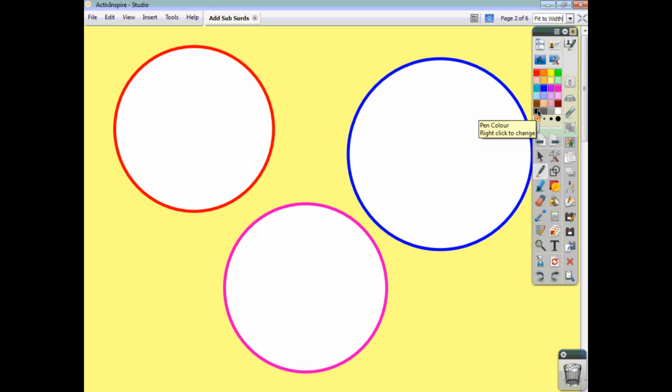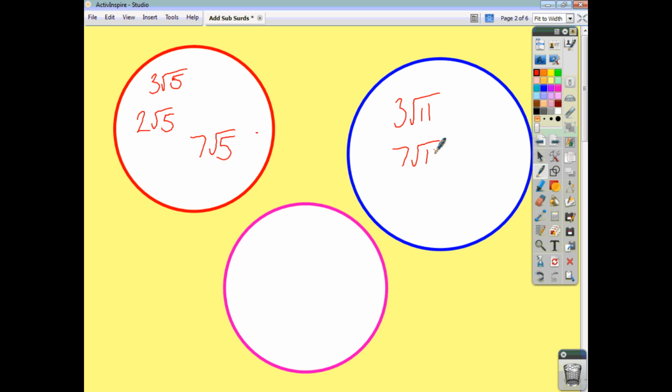Now, the surd's surname, if you like, is the square root component of its makeup. So what I mean by that is that, for example, 3 root 5, 2 root 5, 7 root 5, they all belong to the same family because they've got the same surname. So you can add or subtract these very easily. Same goes for 3 root 11, 7 root 11, 4 root 11. They all belong to a different family. But you could add or subtract these very easily as well.